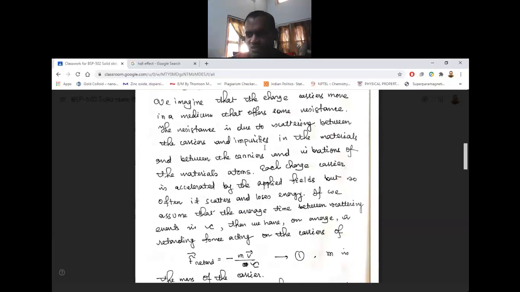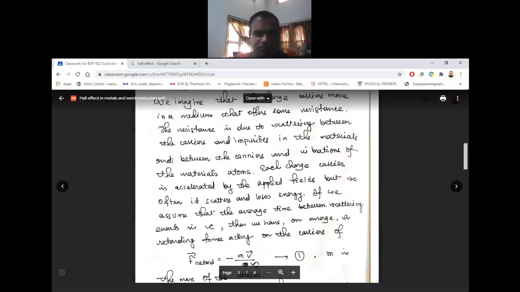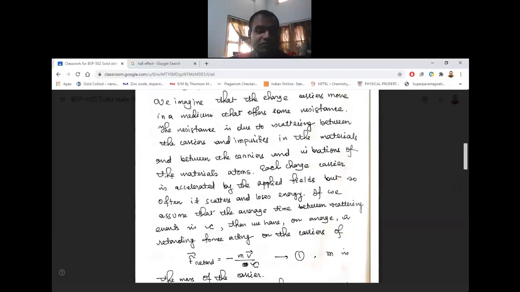If there are impurities in the material, the charge carriers, be they electrons or holes, will collide with the impurities. That's how resistance occurs. Resistance is an opposition to the flow of electric current. As you know, the definition of resistance, you have learned about it even in high school.